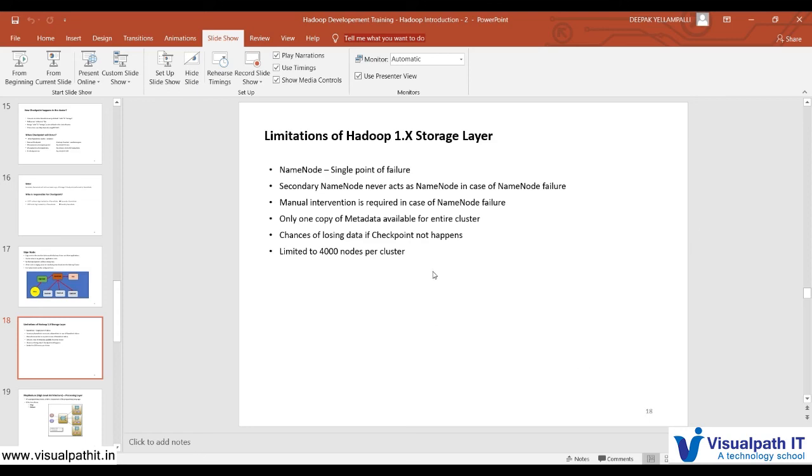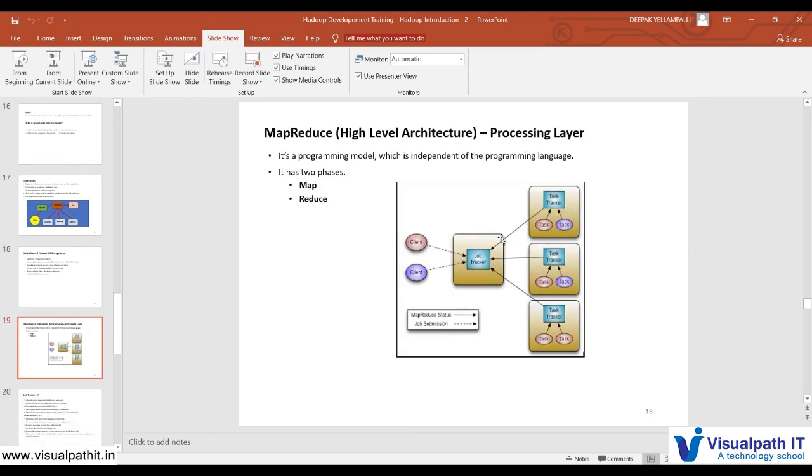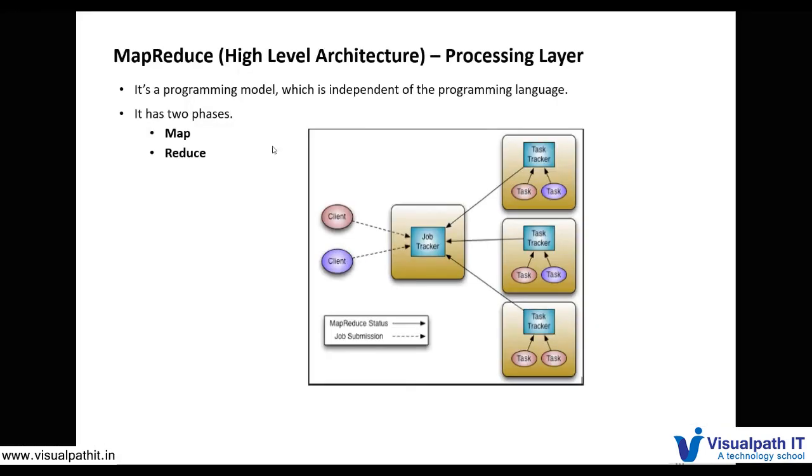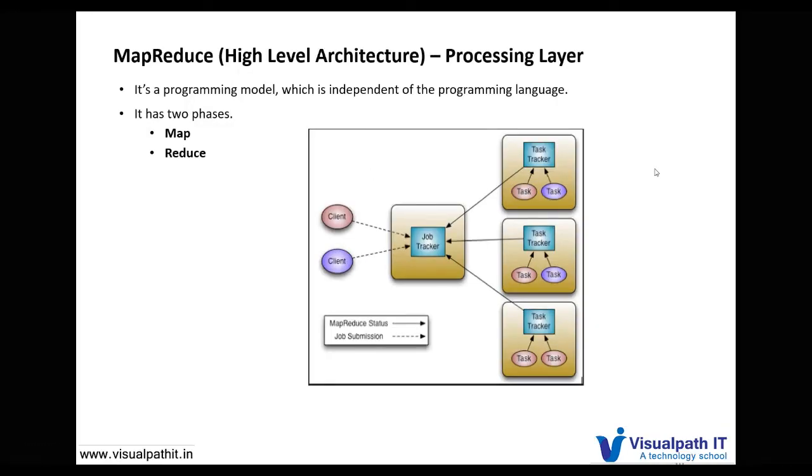Okay, so as of now we have discussed the storage layer. Now let us see the processing layer. What is the processing layer in Hadoop 1x? We have two layers in the HDFS component: the storage layer and the processing layer. We have discussed the storage layer, and now let us discuss the processing layer. What are the processing layer components? We have seen already: the job tracker and the task tracker, right?